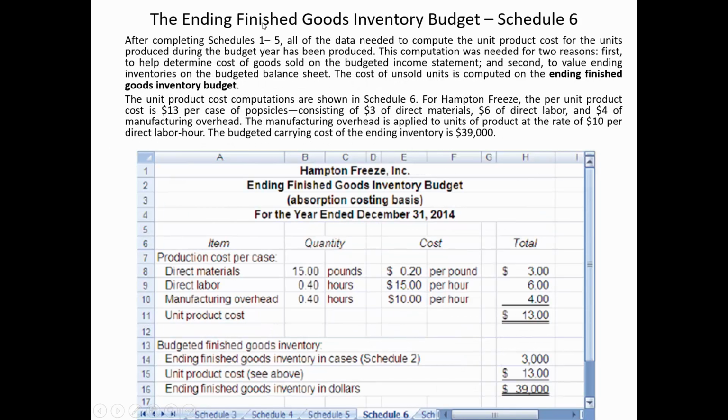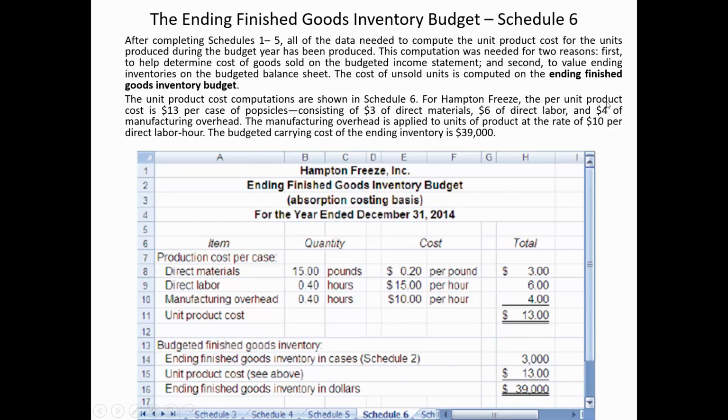Next, let's look at the ending finished goods inventory budget, Schedule 6. We need to prepare the other three manufacturing budgets before we can prepare this. After completing Schedules 1 through 5, all of the data needed to compute the unit product costs for the units produced during the budget year have been produced. This computation was needed for two reasons. First, to help determine cost of goods sold on the budgeted income statement, and second, to value ending inventories on the budgeted balance sheet. The cost of unsold items is computed as the ending finished goods inventory budget. The unit product cost computations are shown in Schedule 6.